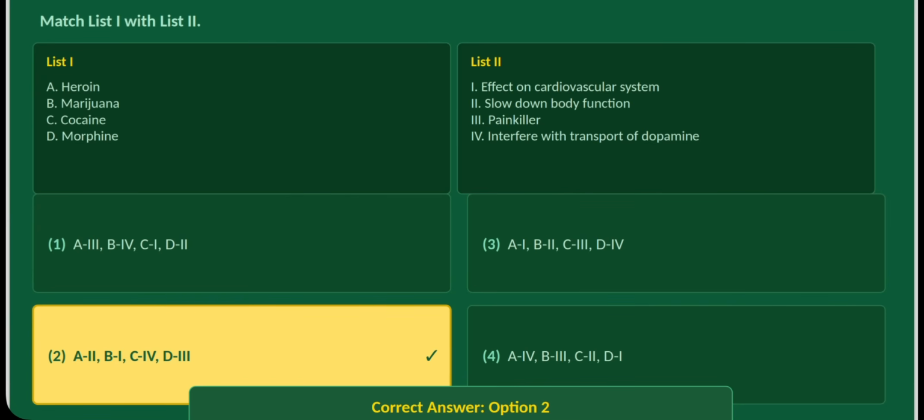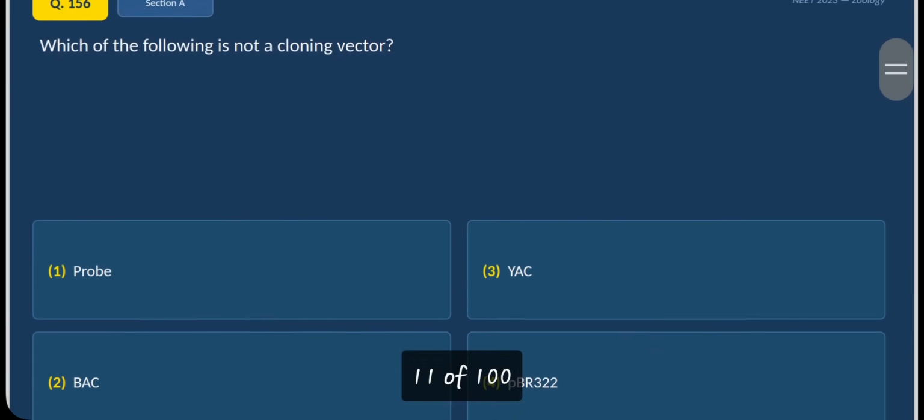So the second one: heroin slows down body function. Marijuana has an effect on the cardiovascular system. Cocaine interferes with transport of dopamine. Morphine is a painkiller. So the second option is the correct option.